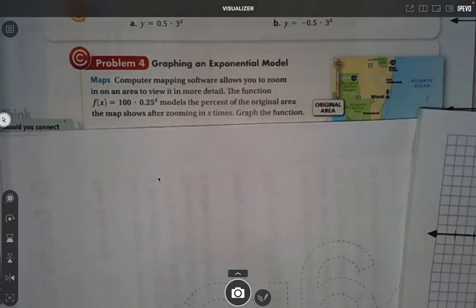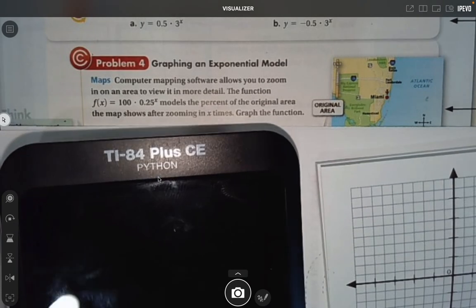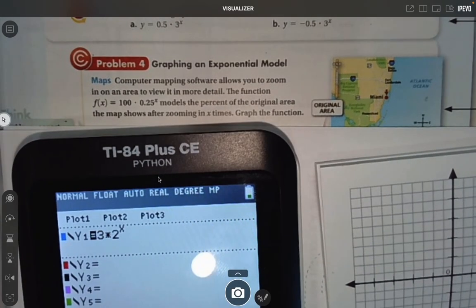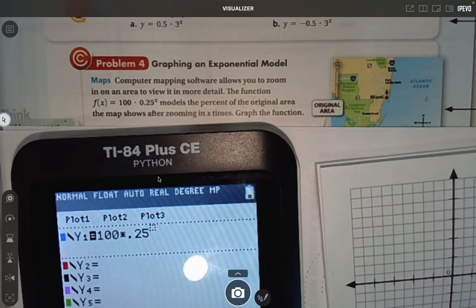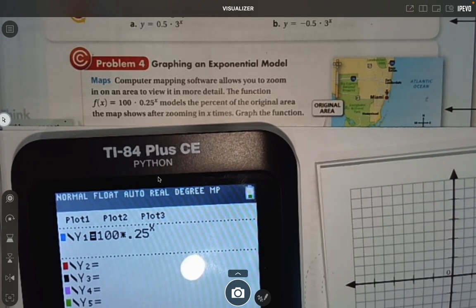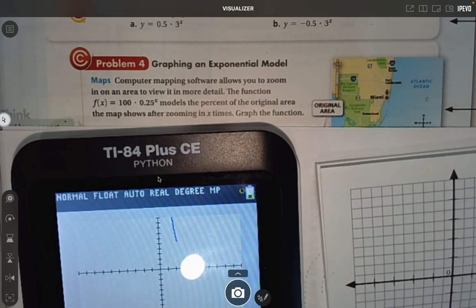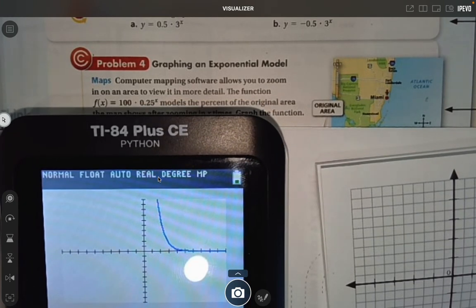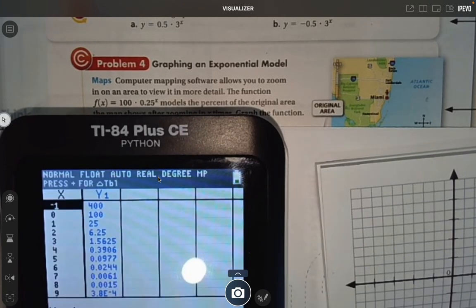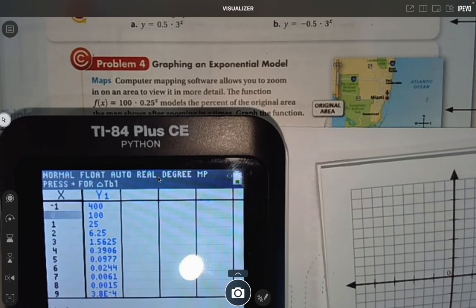We can type it in our calculator. I'm going to type in 100 times 0.25 to the x. Okay, and I'm going to graph, and we do see it pretty good. I thought we weren't going to see much of it. And it's decay. All right, now we'll check out these values in just a second. Let's look at our table. Second graph, and we've got a lot of little decimals.